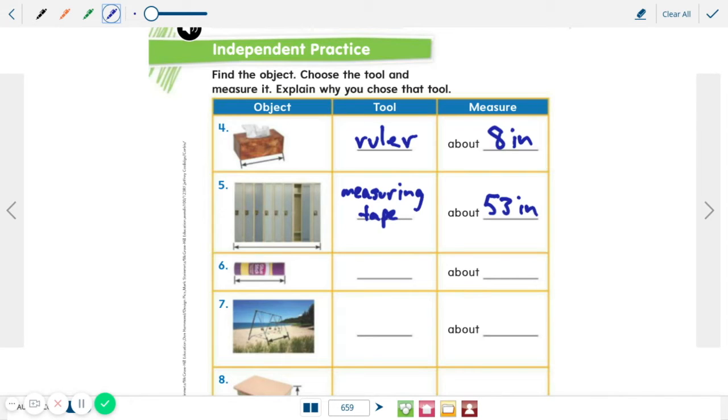For number 6, I measured a glue stick, and I didn't have any of the regular sized glue sticks, so I had to measure a bigger one. And for this, I used a ruler.